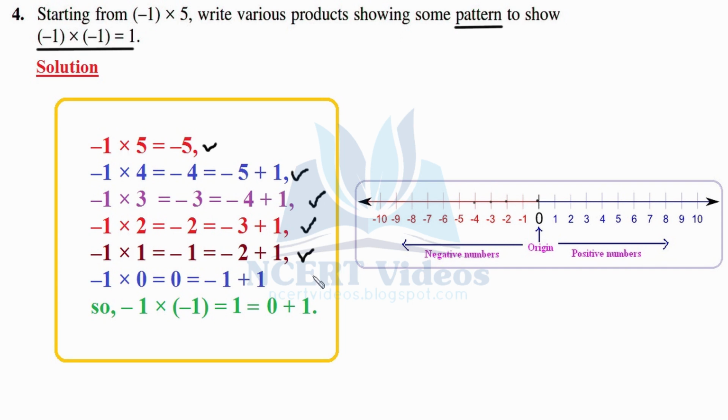So 0 minus 1 is minus 1, and which gives you 1. And how can you get 1? When you add 1 to minus 1. So this is a bit tricky question. You have to do it carefully. Now finally we reached 1 from minus 5.